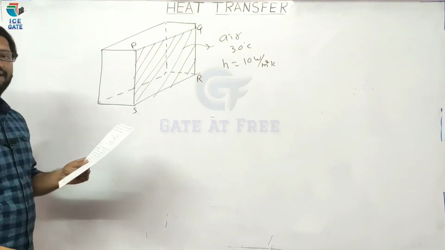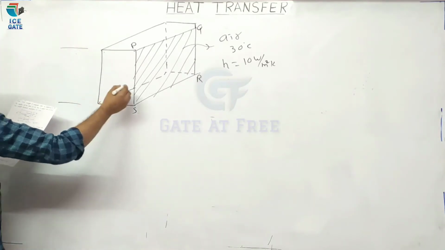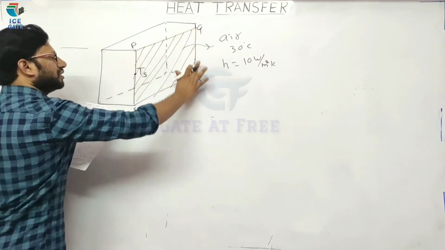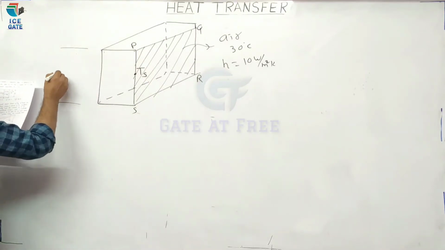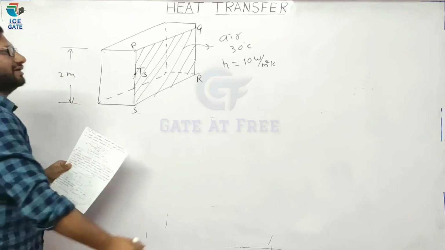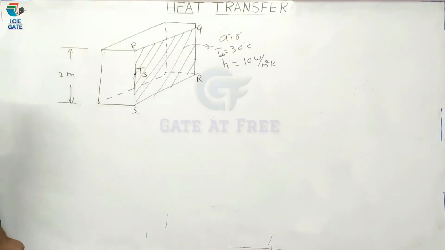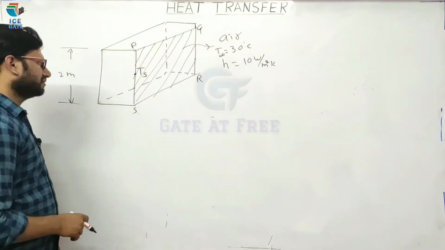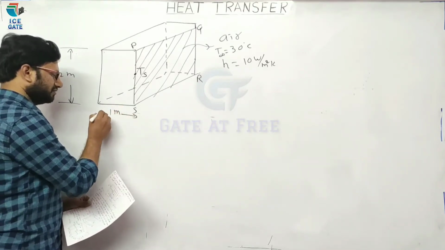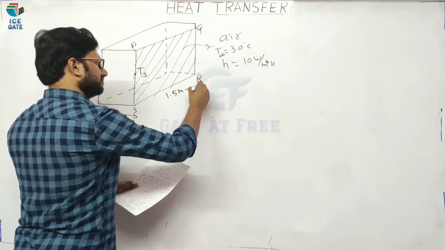Now there is heat generation in the body, and the height is given. So now we have to find out the surface temperature of the PQRS plane. The height is 2 meter. Now calculate the surface temperature of the plane PQRS. Now how to calculate? The thickness of the wall is 1 meter and this is 1.5 meter.